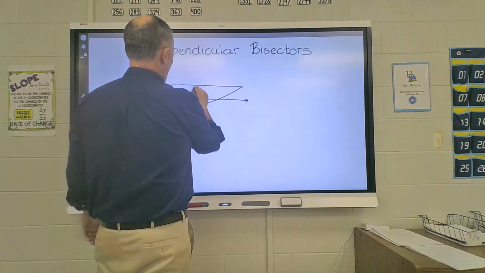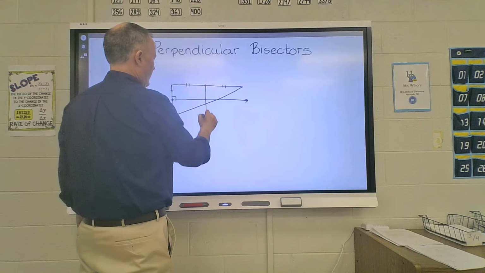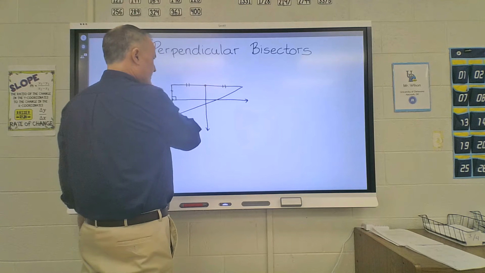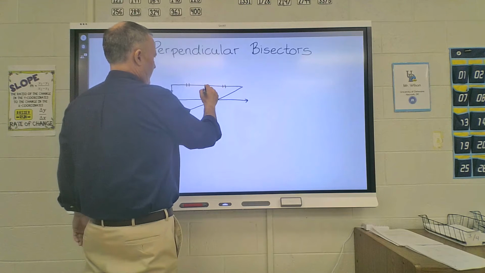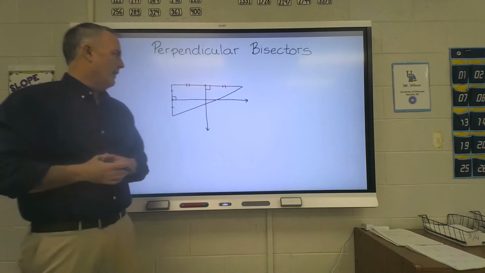Like I said, we're just kind of eyeballing it today, so we divide that perfectly in half. This is going to come down. That's going to be perpendicular. So we have 2 perpendicular bisectors so far.